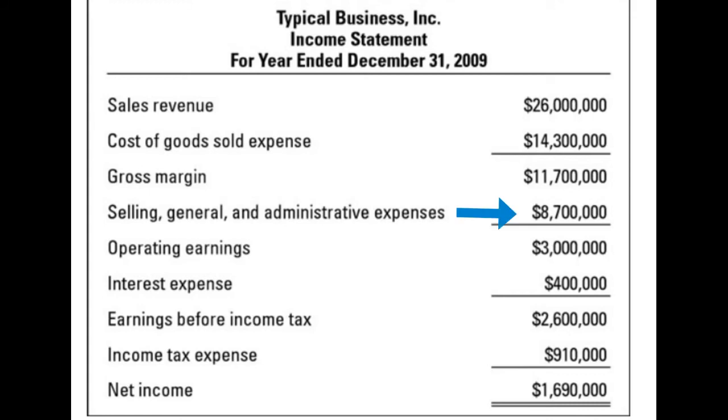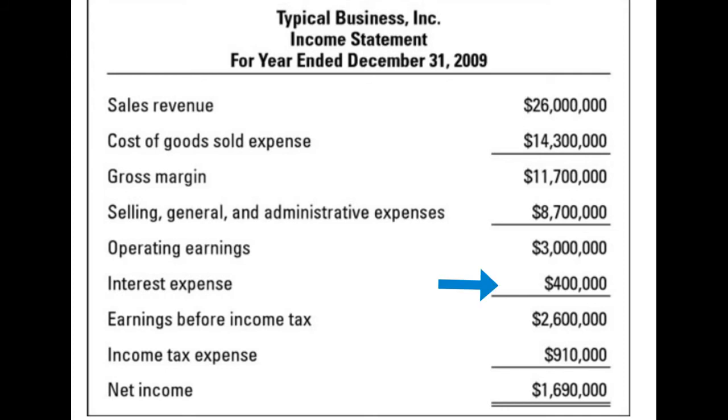Now, this next expense is the actual selling and the cost associated with selling, the general and administrative expense. So the selling, general, and administrative expenses are subtracted from that gross margin number, and then you get your operating earnings. So that's the money you've earned. Once you subtract those administrative expenses, then you have your operating earnings. And that's also called EBIT.